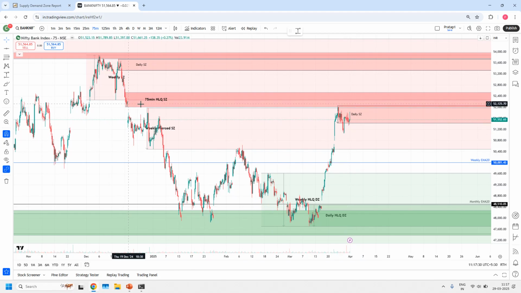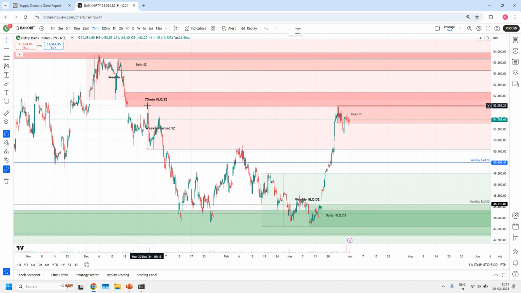Of course, this concept also can be used in swing trading. There is no rule that the lower time frame horizon you have to use only in intraday. No, there is no such rule. Because intraday, every day I am tracking the data. Actually, intraday is a wrong word. I have to say HLQ zone strategy. That is the right word.